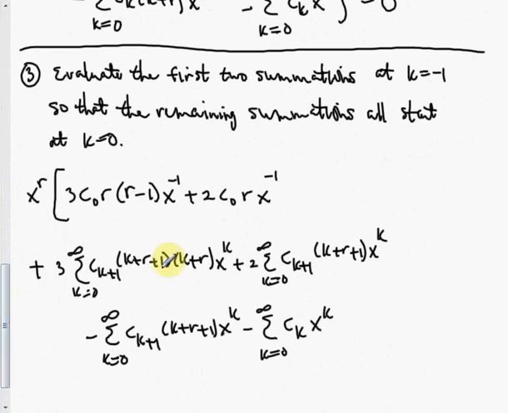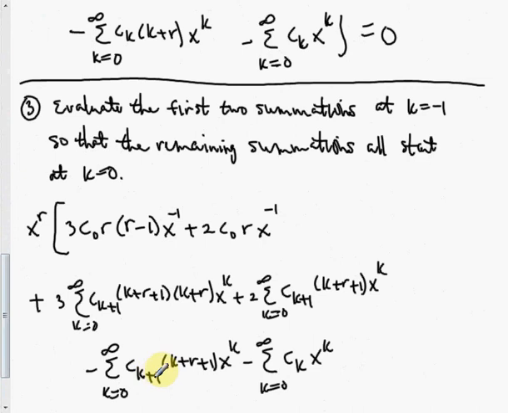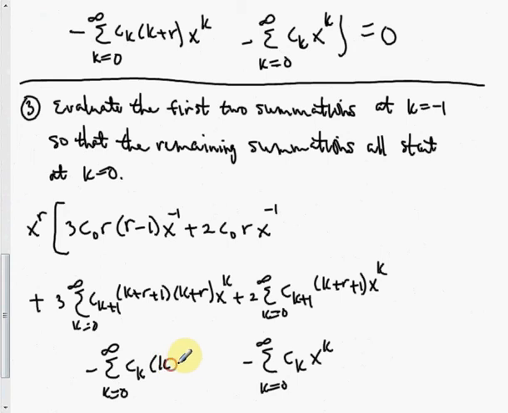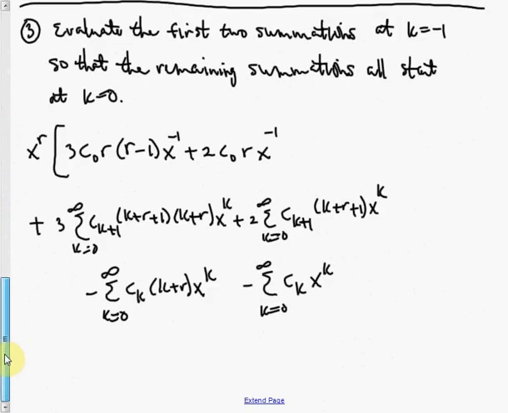First summation, second summation, third summation, c sub k, and it's k plus r, times x to the k.